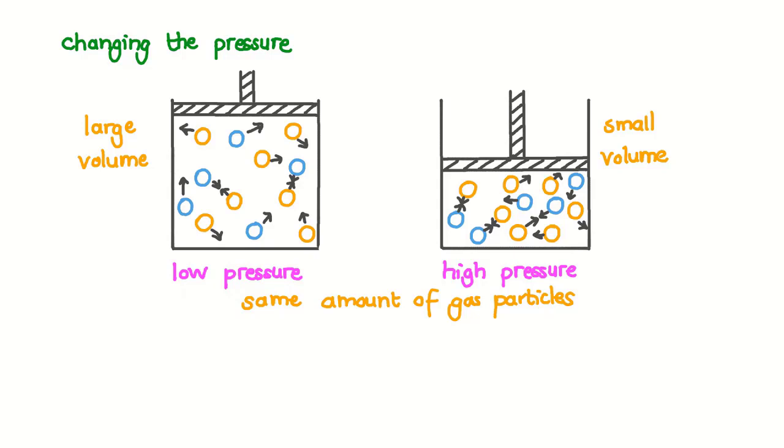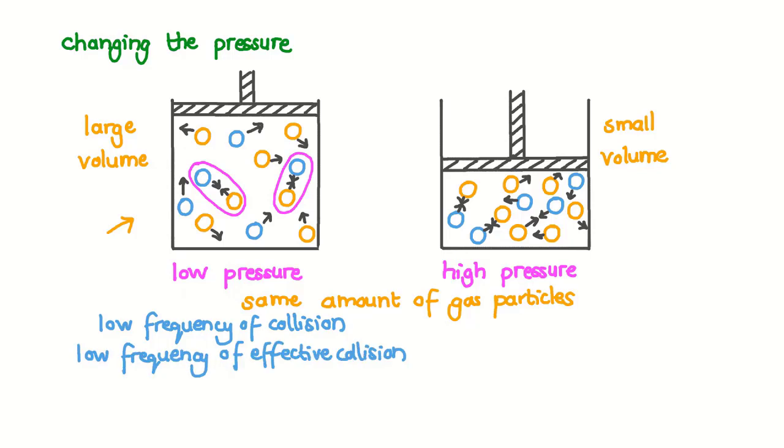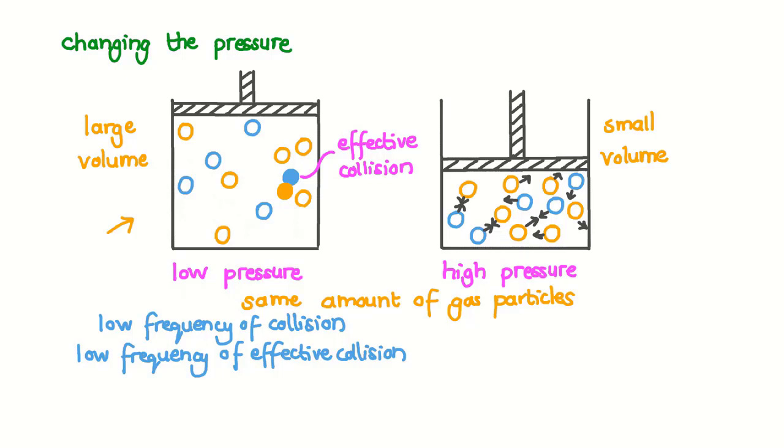Particles are continually moving randomly, and some will collide. In the low-pressure system, there will be a low frequency of collision, with only some of these particles effectively colliding, as shown by the solid circles. In other words, the low pressure resulted in a slow reaction rate.